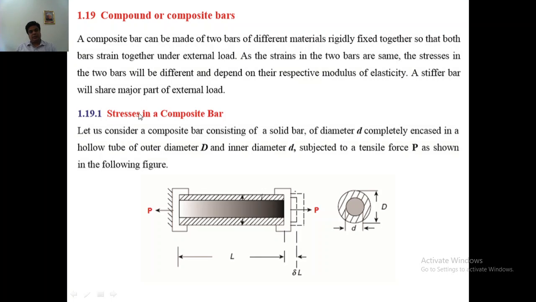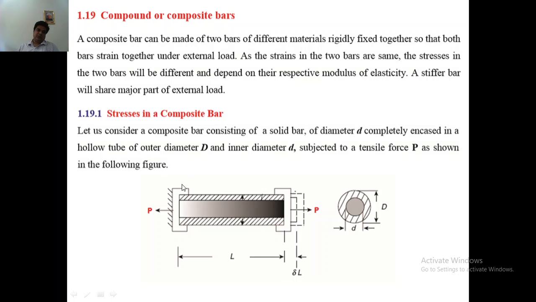Here we will understand how to calculate stresses in the composite bar. We have taken a composite bar with a hollow tube, inside which we have a solid bar. The two different materials are there for the solid bar and hollow bar, and these are the dimensions specified here, and this is the length of the compound bar. The load applied is P, a tensile load, and both ends are fixed. If the end is not fixed, then when the load is applied, the composite bar will undergo a strain or elongation of delta L.